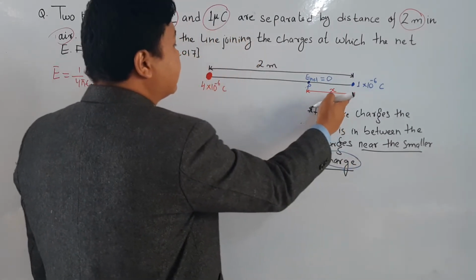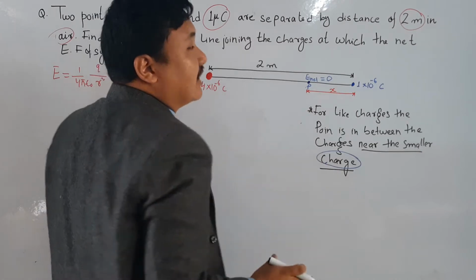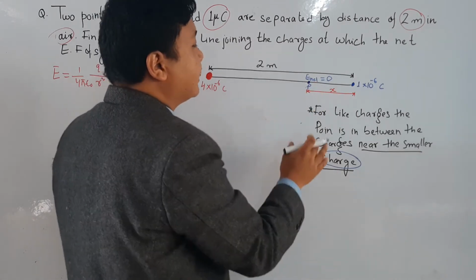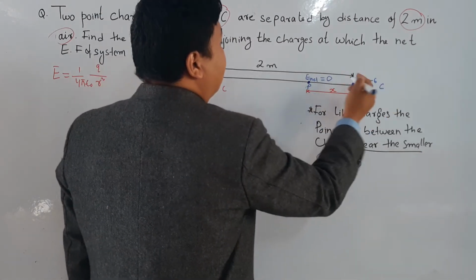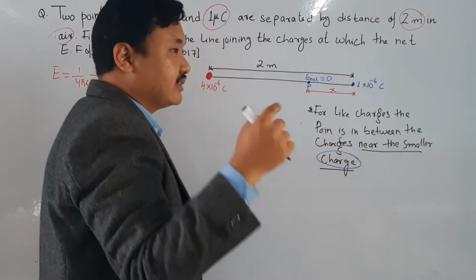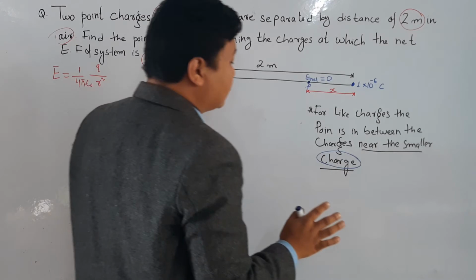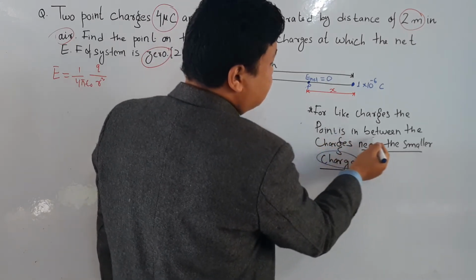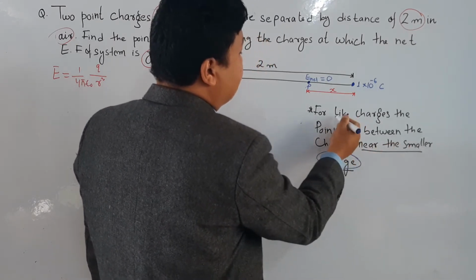Okay, if it is unlike charges, one positive, one negative, then the point should be outside the charges. Okay, that I will not discuss here. If you want, then leave a comment, I will explain. Okay, so point is between the charges because they are like charges.